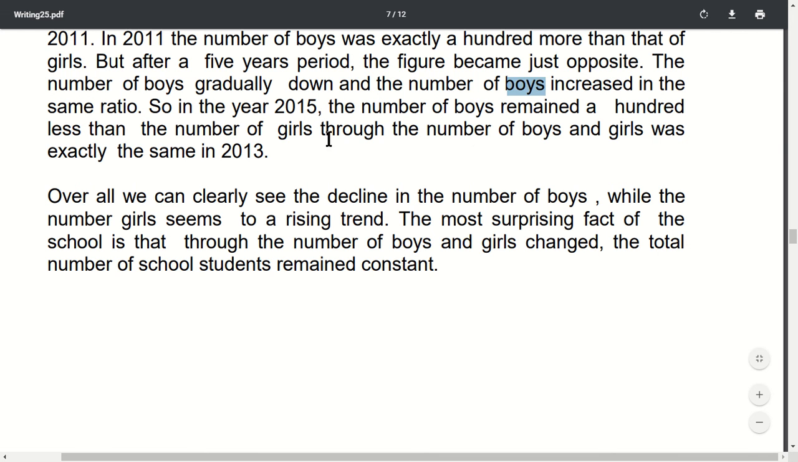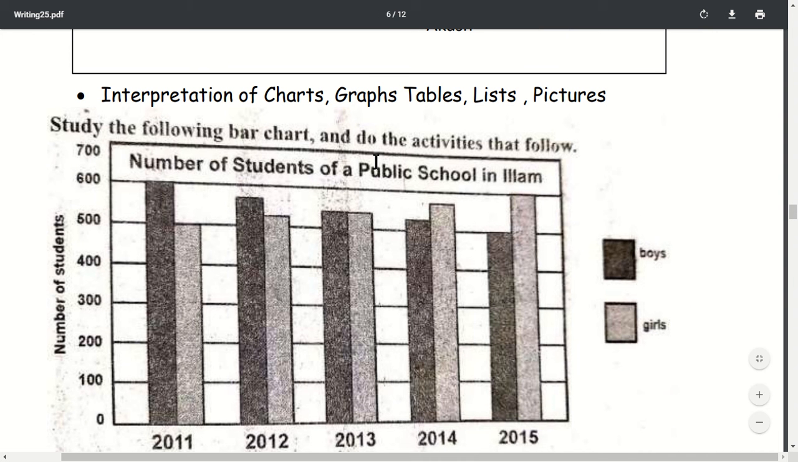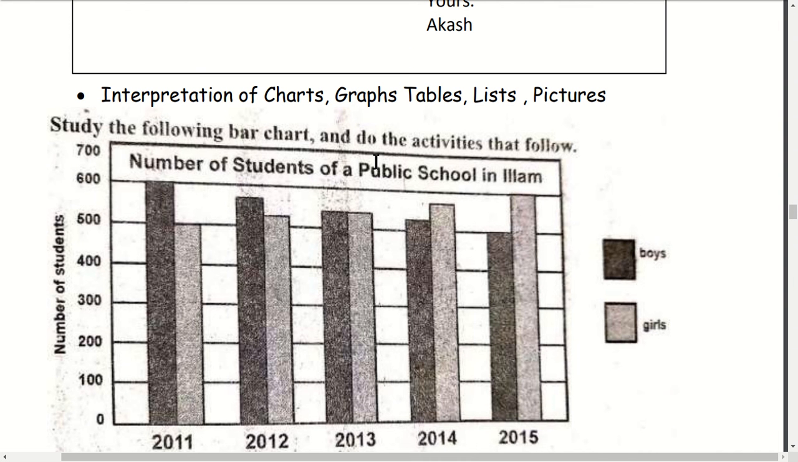That's less than the number of girls. So the number of boys and the number of girls was exactly the same, but just opposite here. In 2011 and 2015, the total number is the same: 1100 students. The number of boys in 2011 was 600, and in 2015 the number of boys was 500.